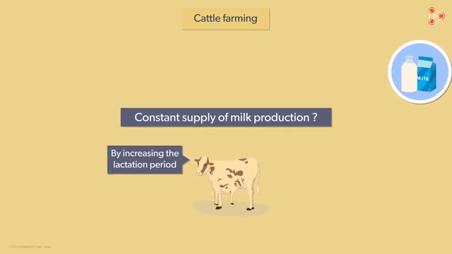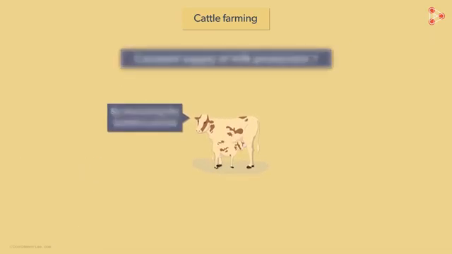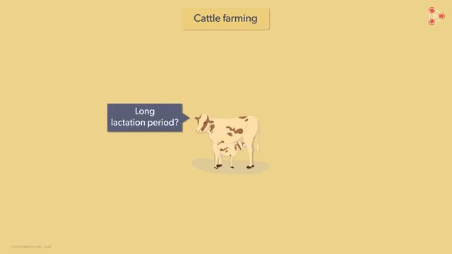Where would we find such species of cattle? Do all species have long lactation periods? Unfortunately, that is not the case. Only exotic breeds of cattle have long lactation periods. Such exotic breeds have many desirable qualities apart from long lactation periods. They have excellent resistance to diseases. These exotic breeds have been crossbred to find the ideal type of cattle.